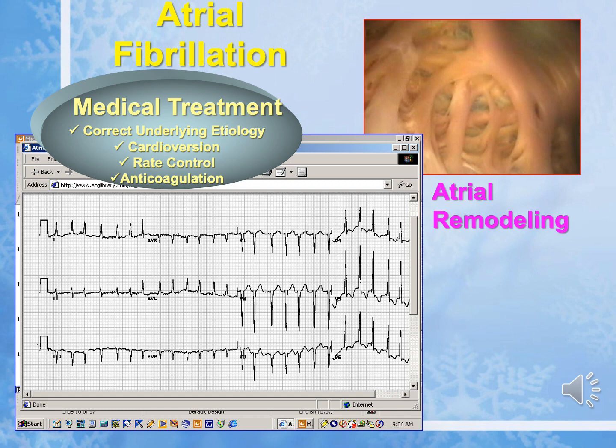Just to summarize, the medical treatment of patients with atrial fibrillation is directed primarily at correcting the underlying etiology if possible, or cardioversion to a sinus rhythm if possible in patients with recent onset of less than 30 days of atrial fibrillation, or rate control primarily if they have persistent and permanent atrial fibrillation along with anticoagulation, as we have previously discussed. The slide also shows what is termed atrial remodeling, in which long-standing atrial fibrillation results in atrial dilation and stretching of the atrial myocardium with remodeling. And this is thought to be one of the mechanisms of the persistent or permanent states of atrial fibrillation.